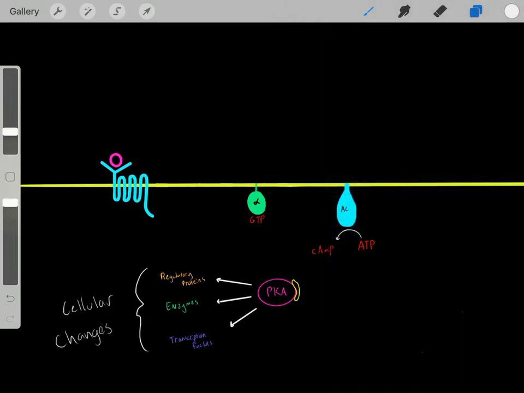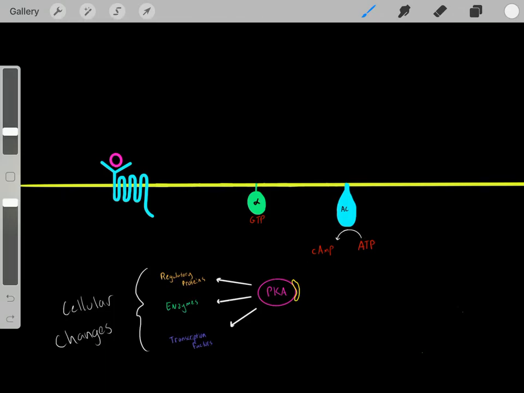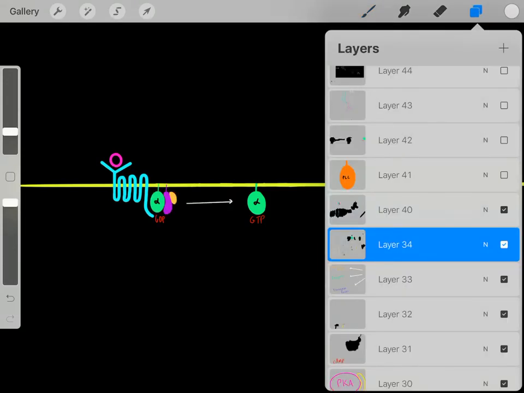So again, this may seem very arbitrary, like a lot of very specific and random steps. However, this is the most famous signal transduction cascade that you'll see in a biochemistry class or a cellular biology class. So I really recommend you memorize these steps because you'll see the signal transduction cascade over and over again. But again, this is just one example of a signal transduction cascade.